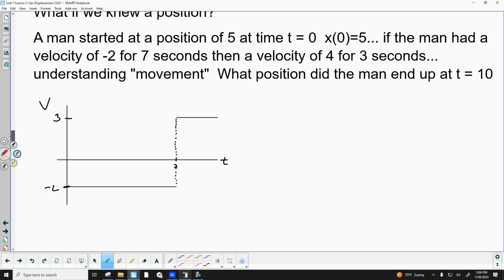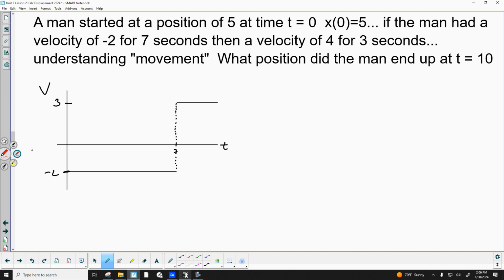Now, let's see if you picked up what's going on. Change this number here on the graph to 4. It says a velocity of 4 for 3 seconds, so we're going from 0 to 7, 7 to 10. I'd like you to tell me how the man moved over these 10 seconds, and what position he ended at when t equals 10. Where did he end up at t equals 10?